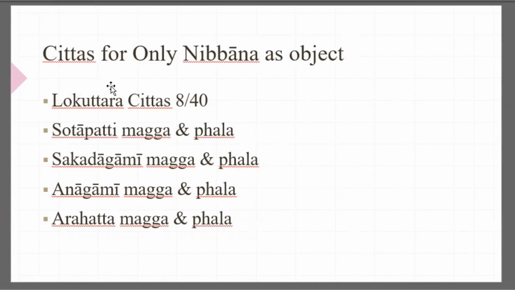We have learned there are some Chittas that can take Nibbana as object, but they can take other objects too. Can you remember? Jnana Sampayutta Kusala and Jnana Sampayutta Kriya can also take Nibbana as object. But here we take the Chittas that take only Nibbana as object. There are only Lokuttara Chittas. The 8 Lokuttara Chittas take Nibbana. They don't have any other objects. Their one and only object is Nibbana.